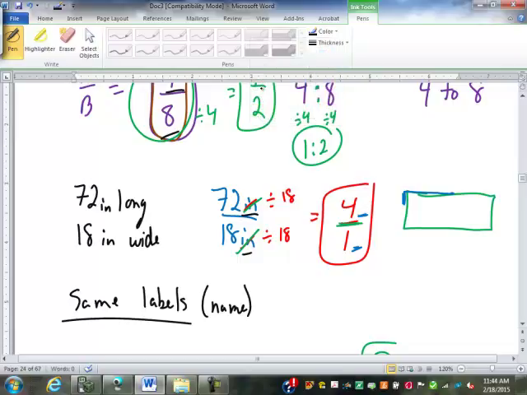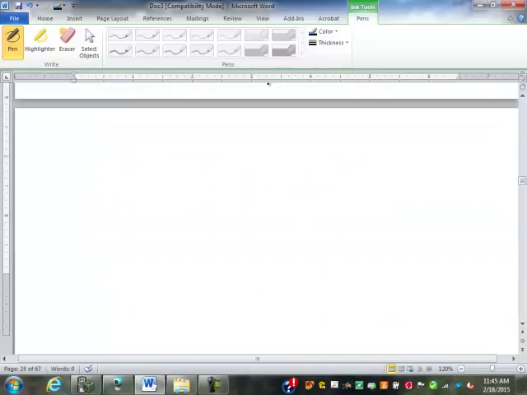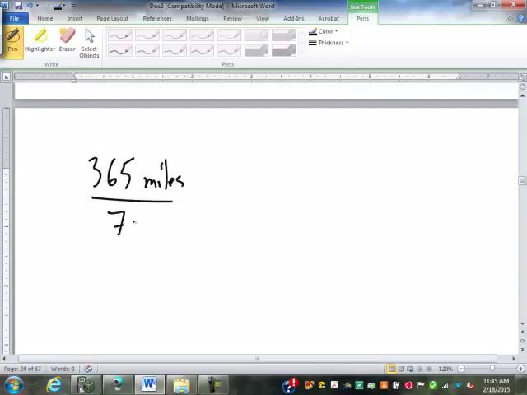So I guess the question is, what if I'm comparing two numbers that don't have the same units? For example, let's say we go on a road trip and we drive 365 miles in 7 hours.